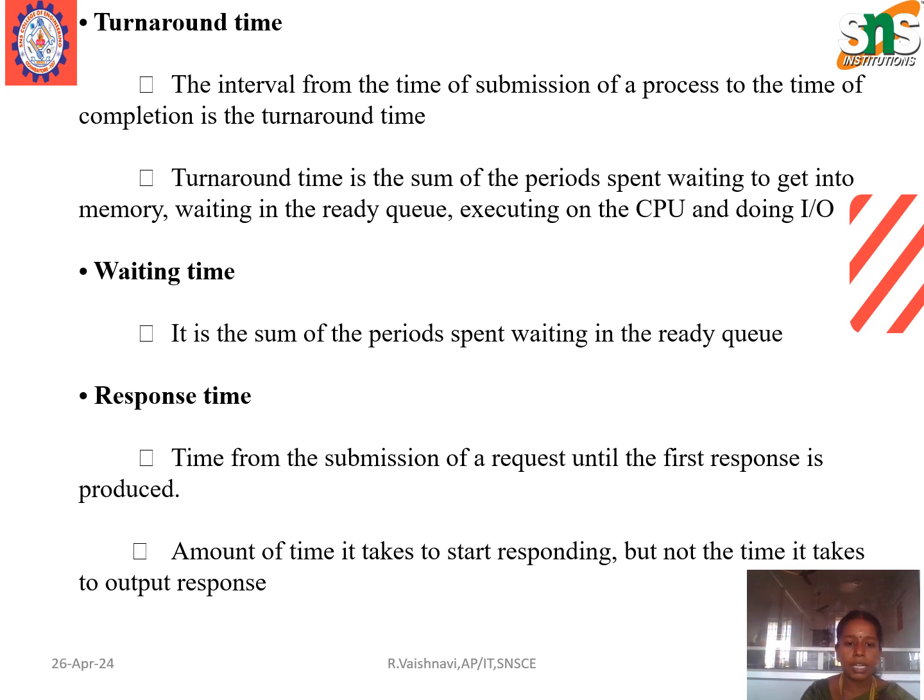Fourth one is waiting time. It is the sum of periods spent waiting in the ready queue. Fifth one is response time. The time from the submission of a request until the first response is produced. It is the amount of time it takes to start responding, but not the output response.